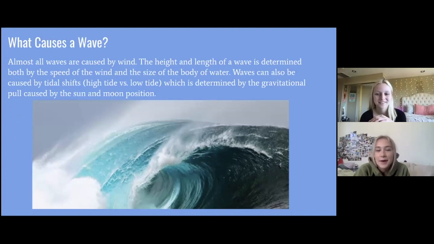Next, we want to talk about what causes a wave. Almost all waves in the ocean are caused by wind. The height and length of a wave is determined both by the speed of the wind and the size of the body of water. Waves can also be caused by tidal shifts, such as high tides and low tides, which are determined by the gravitational pull caused by the sun and the moon position.